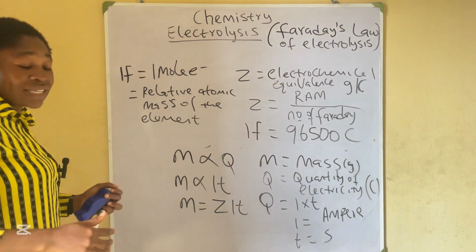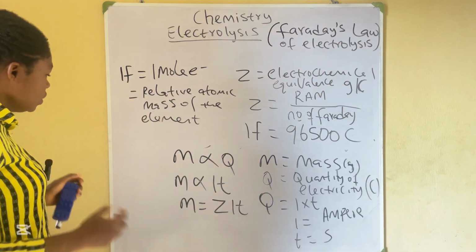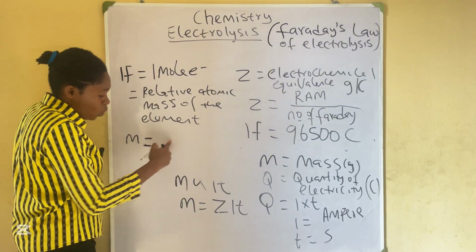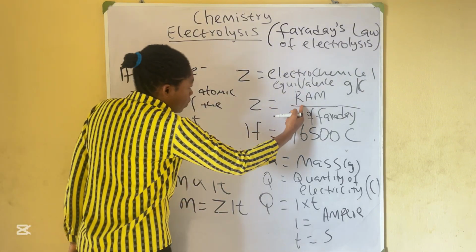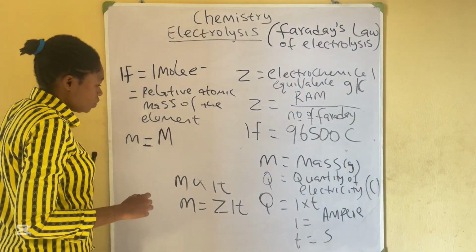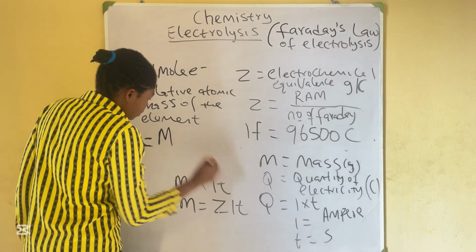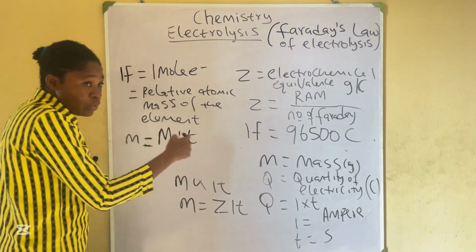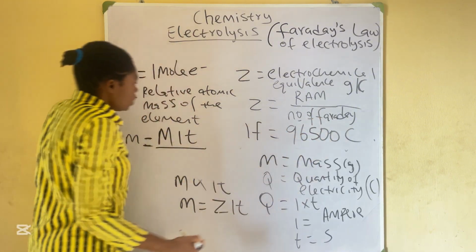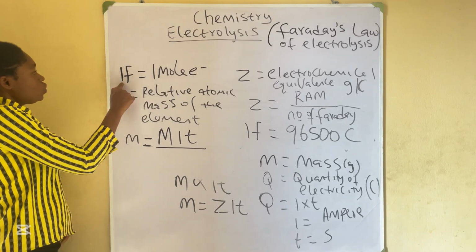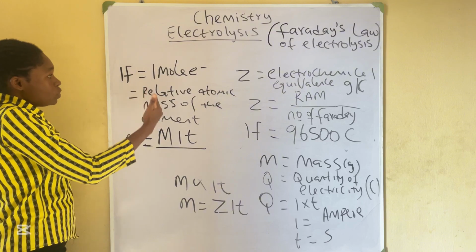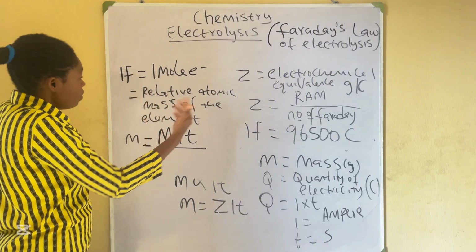Okay, so we can also establish a formula for this. This is my M. Instead of writing Z, electrochemical equivalence, it is now the relative atomic mass, capital M, times your IT, that's the quantity of electricity Q, divided by the number of Faraday. So 2 Faraday is equivalent to 2 moles of electrons, equivalent to the relative atomic mass of the element.